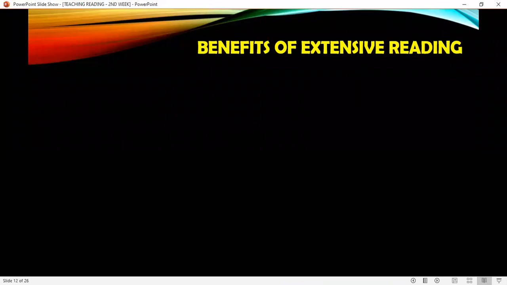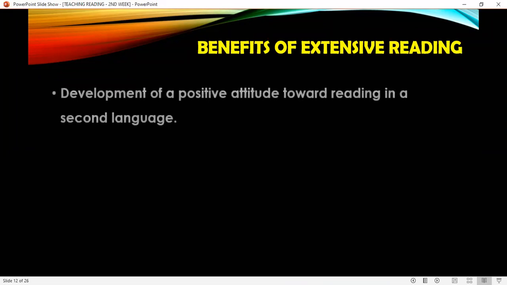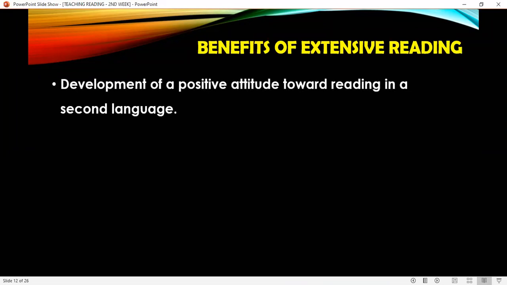What are the benefits of extensive reading? Here we're going to analyze the development of a positive attitude toward reading in a second language. This is the most important benefit or advantage of practicing extensive reading. The attitude, the motivation. The students are motivated to read because they enjoy it, so they can read in English.